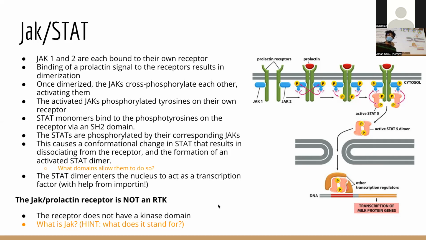There was a question on the problem set about what happens if you have a loss of function in JAK's phosphorylating ability. Basically, from this point on, everything gets screwed up. It'll still dimerize, but none of the phosphorylating stuff will happen.